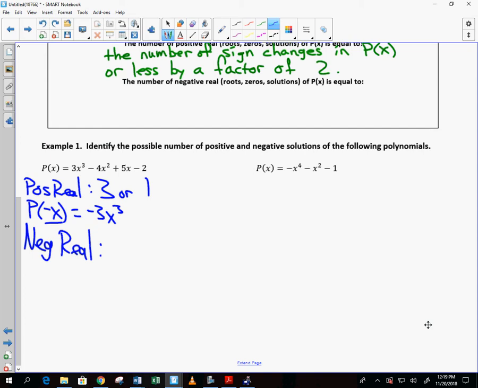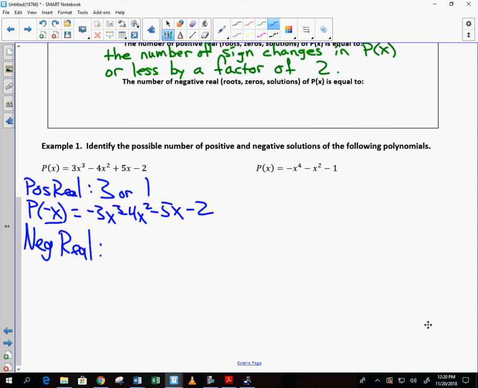When I plug in negative x here and I square it, what do I get? Positive x squared, and then you have the minus 4, so it'll be a minus 4x squared. I take the negative x and plug it in here. It'll be 5 times negative x is negative 5x, and then minus 2. That's P of negative x.